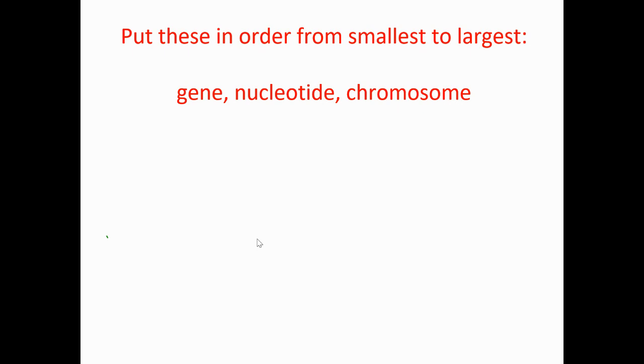Okay, so another review, put these in order from smallest to largest, and really what we mean is the least complex to the most complex. So the answer here would be nucleotide, gene, chromosome. So you can have multiple genes per chromosome. And you might have 1,000-some on the X chromosome, and then your little Y chromosome maybe has 180. So it can vary on how many genes per chromosome. And that is karyotypes.